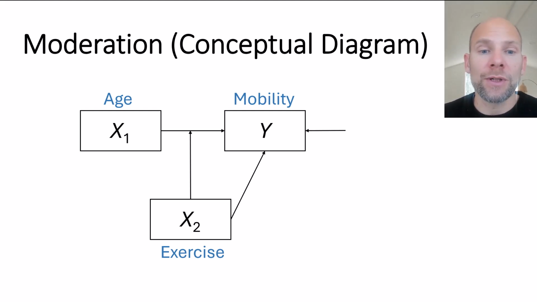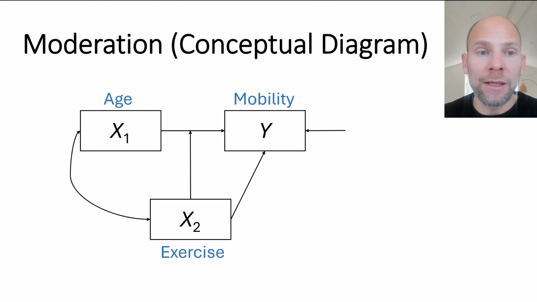For individuals who exercise more, there could be no or only a weak relationship between age and mobility, whereas for individuals who don't exercise, there may be a very substantial relationship between age and mobility, such that older individuals have more problems.